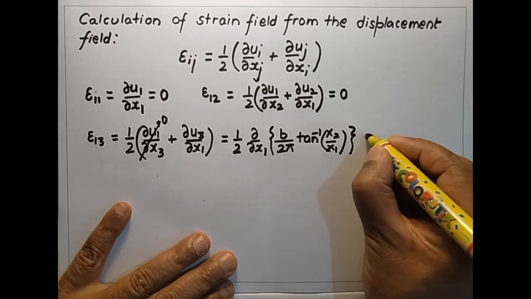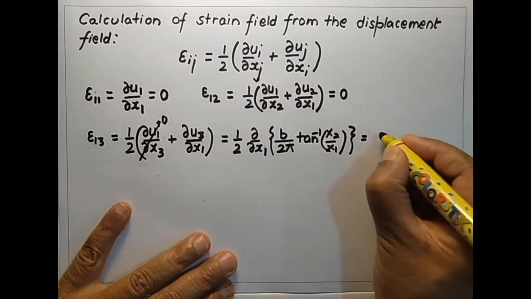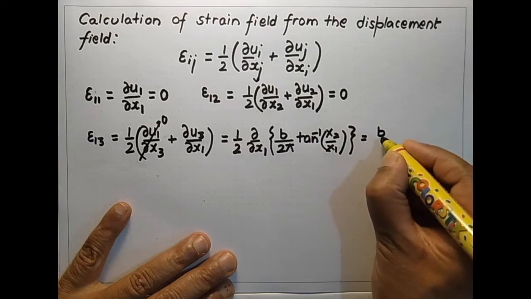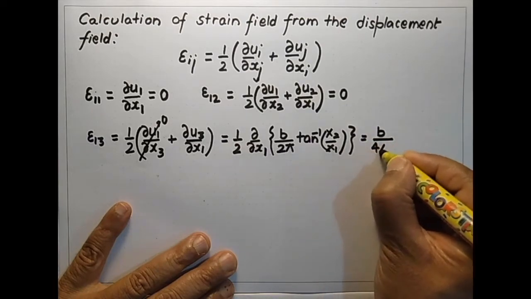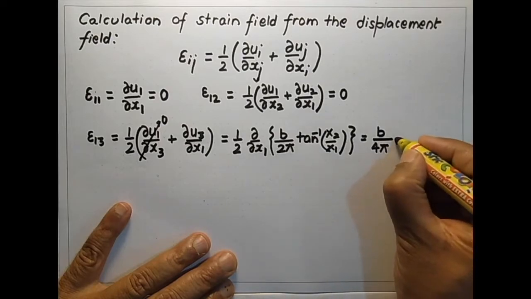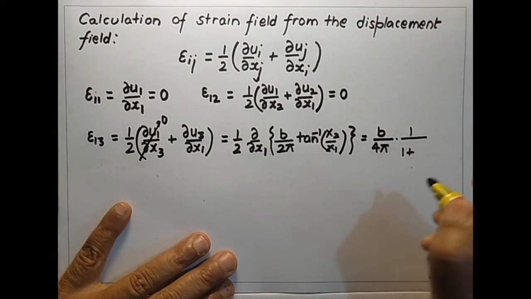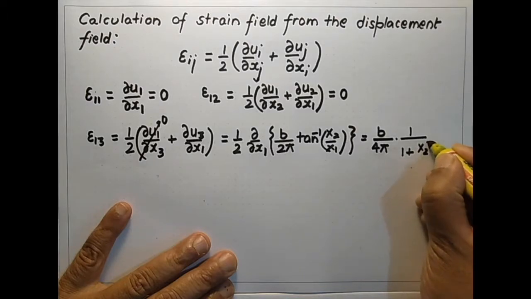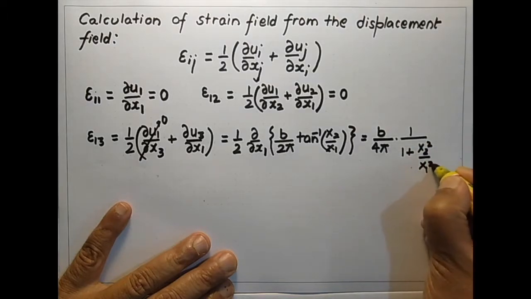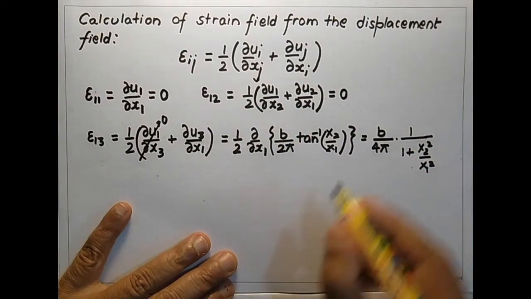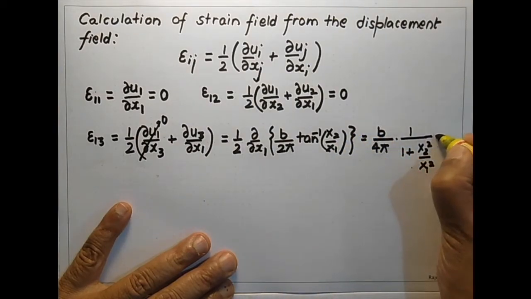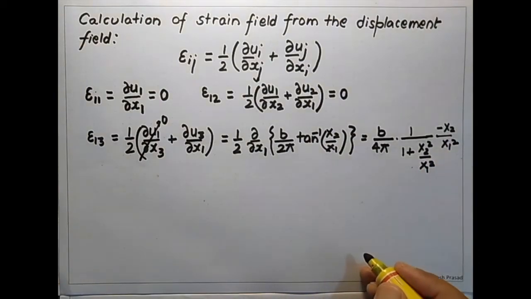This is not very difficult differentiation to do. So b by 2 pi is a constant, comes out, so b by 4 pi. The differentiation of tan inverse x is 1 by 1 plus x square. So in this case we get x2 square by x1 square. And then we differentiate x2 by x1 with respect to x1. So we get minus x2 by x1 square.